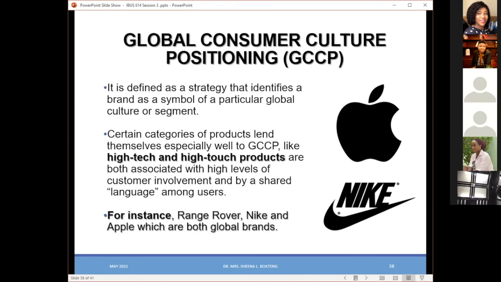Exactly. And that is because it's part of global consumer culture. They don't even know why they are so for the high end. But it's a certain cultural group that they want to belong to. So yes, that's what we'll be buying, the high end, right? So this is global consumer cultural positioning, which we see a lot of brands using now.